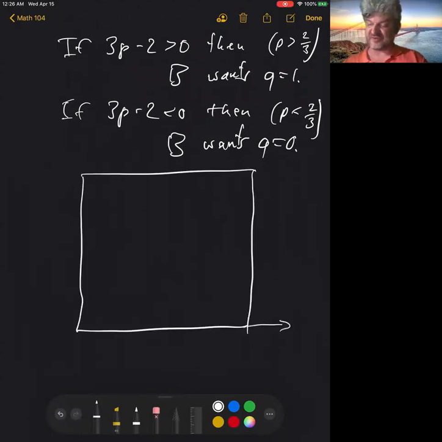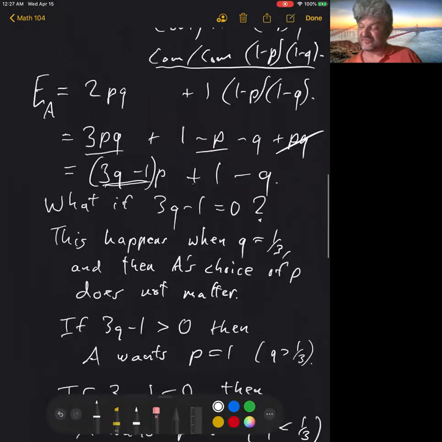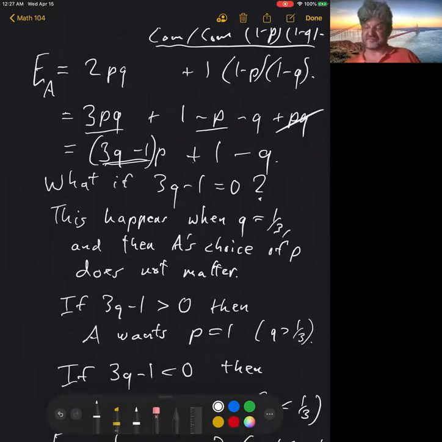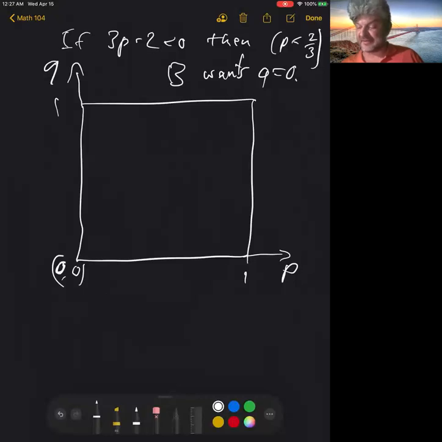Where you can put every possible choice for P and Q. So the horizontal axis is the P axis, vertical axis, the Q axis. Here's the origin. And we had as the first decision rule way up front, first thing we considered, Q is 1/3. Then A's choice doesn't matter. Q is 1/3. That's a horizontal line. And it is about here.